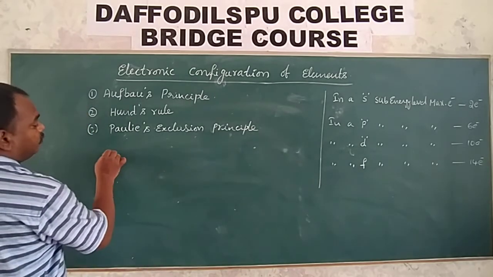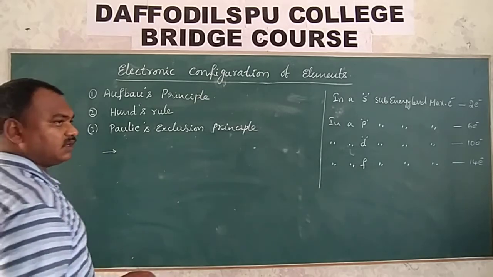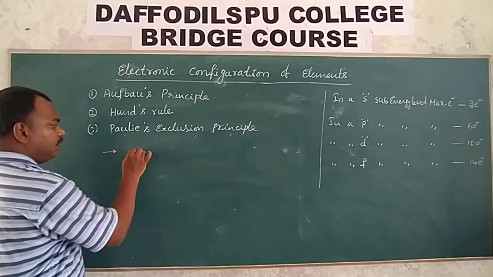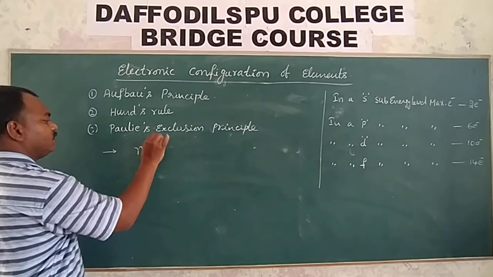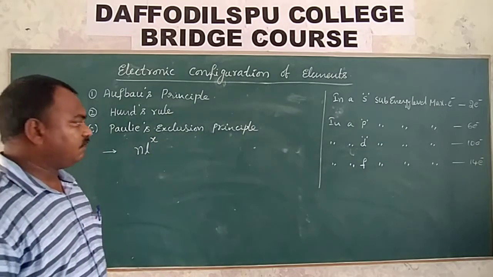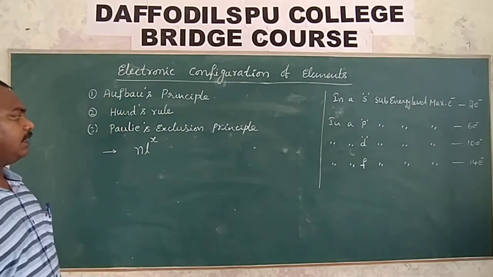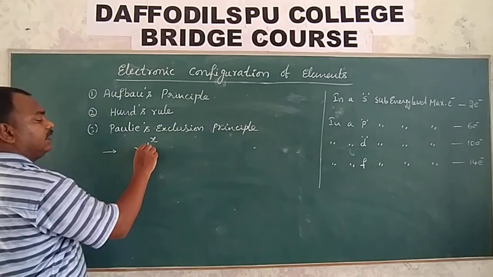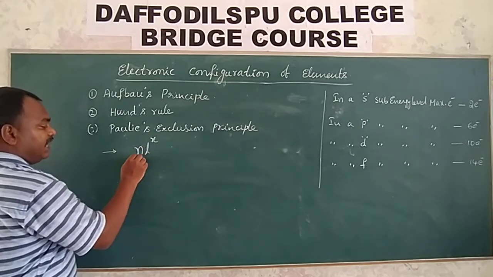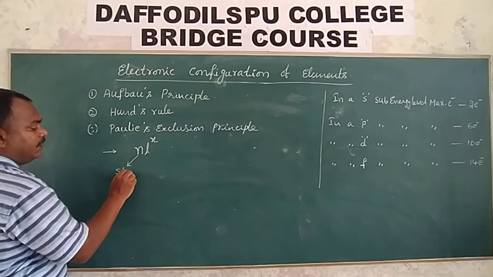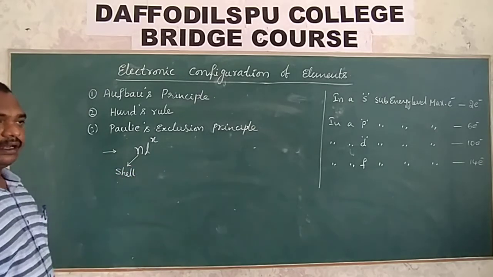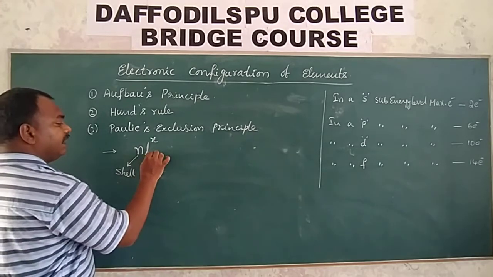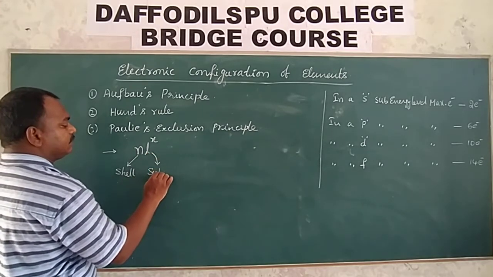And the next point you have to remember is that electronic configurations are written in NLX form. N represents the shell, meaning 1, 2, 3, 4 like that. L represents the sub-energy levels.